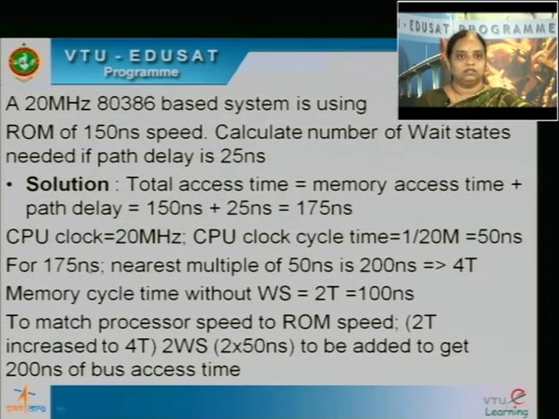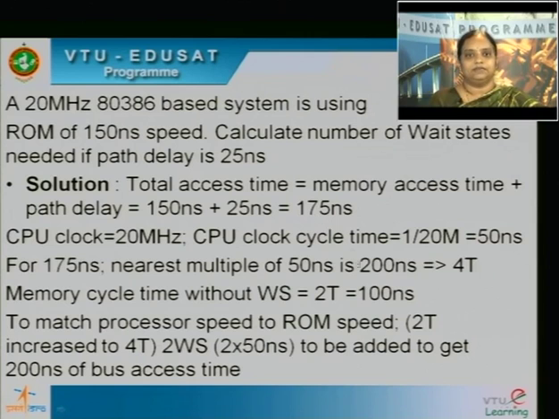So the CPU clock speed is 20 megahertz, so the cycle time is 50 nanoseconds. Generally, how much time do we need? 2T cycles. 2T cycles means, without wait state, 100 nanoseconds. This operation should be completed within 100 nanoseconds. But the minimum delay that we have is 175 nanoseconds. This 175 nanoseconds is greater than 100 nanoseconds.